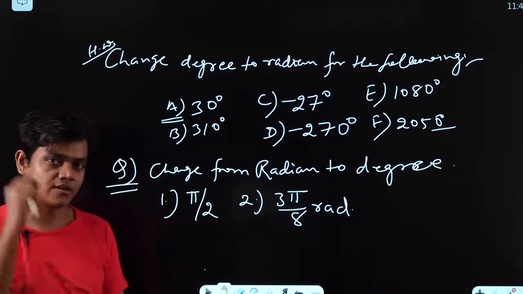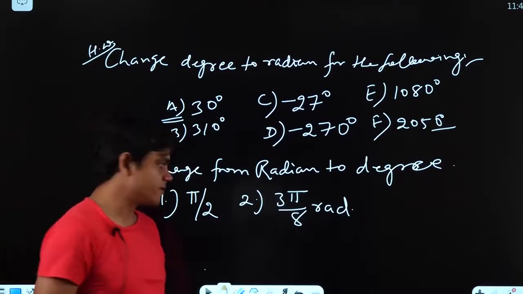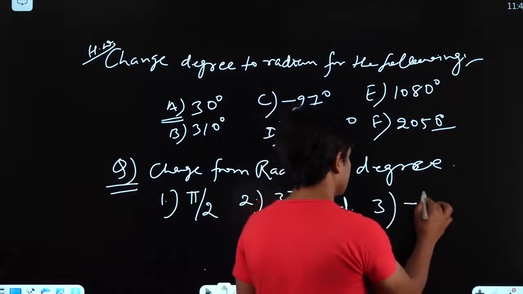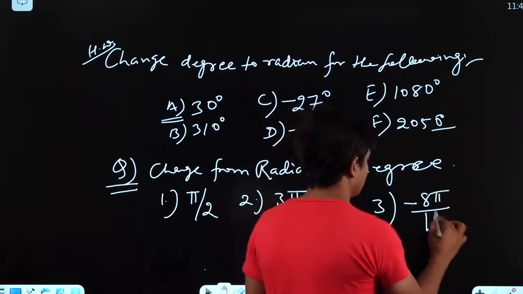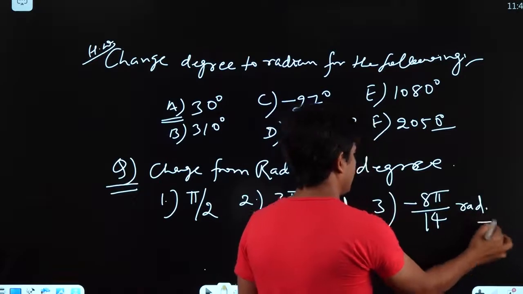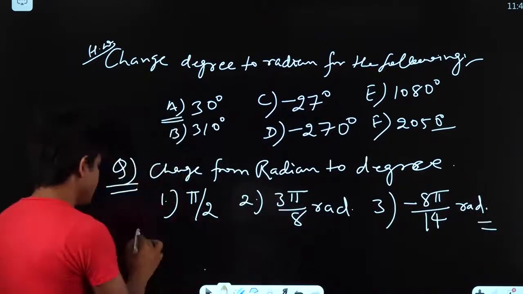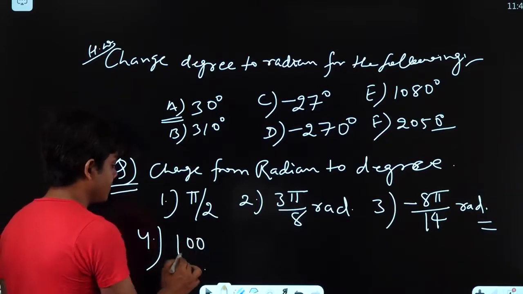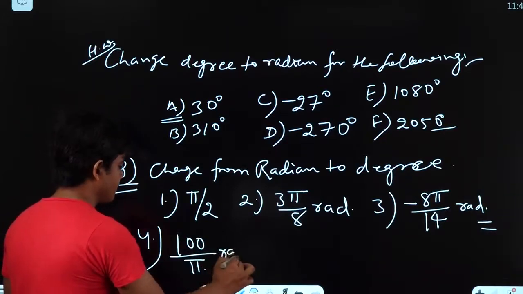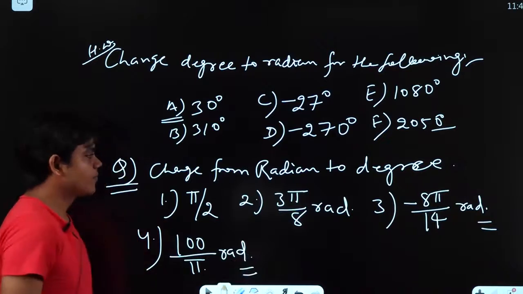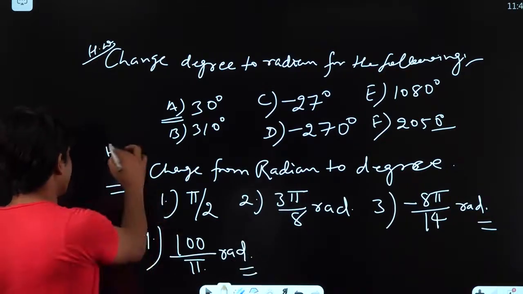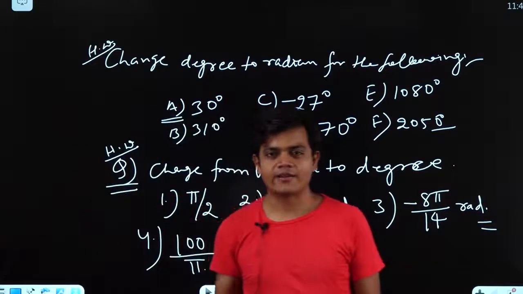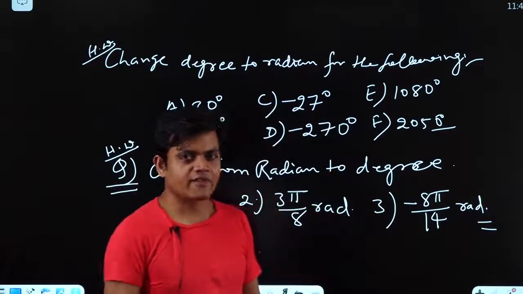That has been discussed in the very first part of this video. Okay, you have to change all this into the form of degree. Okay, so these are your HW, very basic HW, because changing from degree to radian and radian to degree, these are very fundamental things.